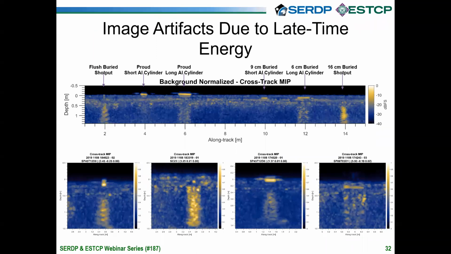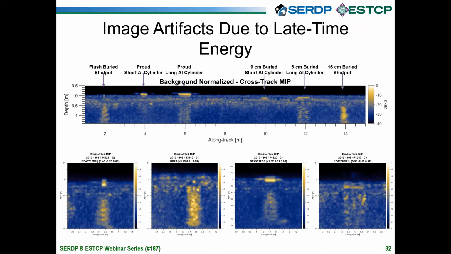All right, so turning back to these artifacts that we're seeing, in this late time effect behind the target. Here we have a flush buried shot put, short aluminum cylinder, long aluminum cylinder, a buried short cylinder, a buried long cylinder, and a buried shot put. Under most of these objects, we can see this late time effect coming through quite strongly. Here we show it again for a number of other objects, where we consistently see, beneath man-made objects, this late time ringing effect appearing.